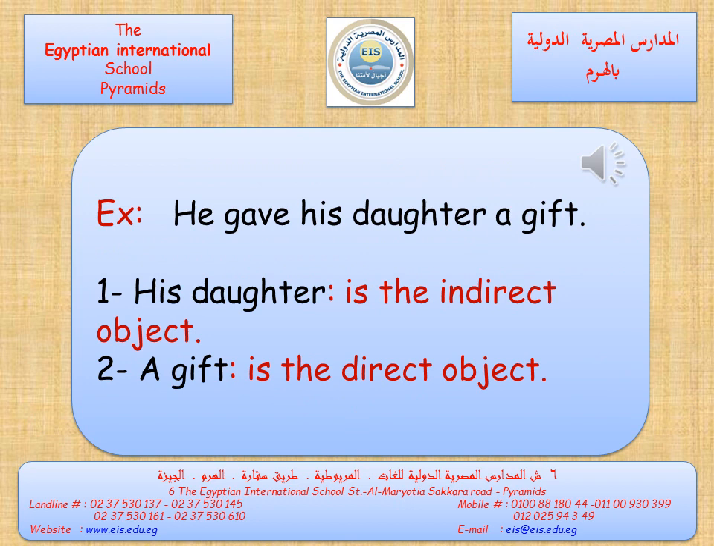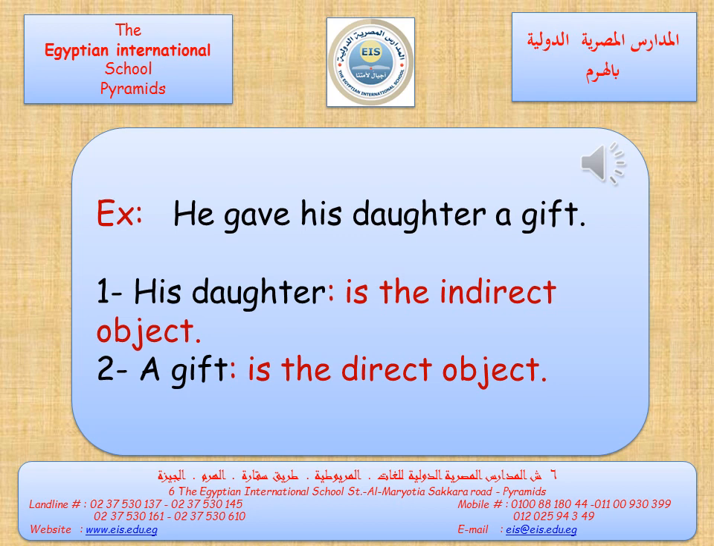Now let's see this example to know where is the direct object and where is the indirect object. Listen carefully. He gave his daughter a gift. Again, he gave his daughter a gift. Before I tell you where is the direct object and the indirect object, I want to tell you where is the subject here.